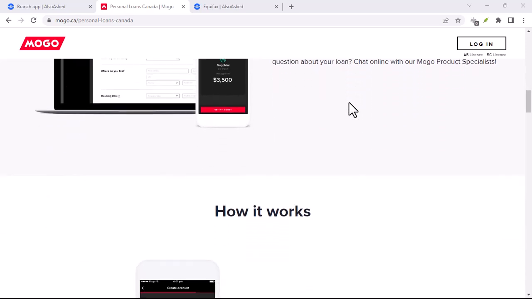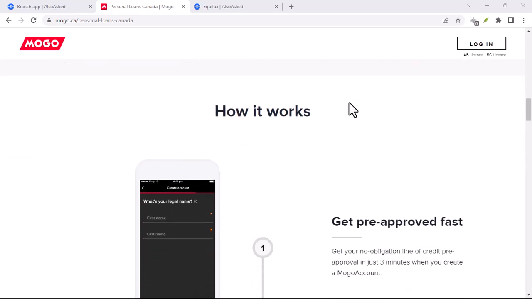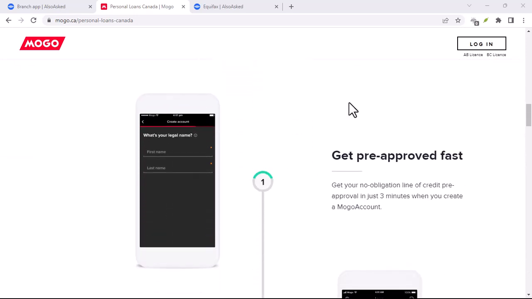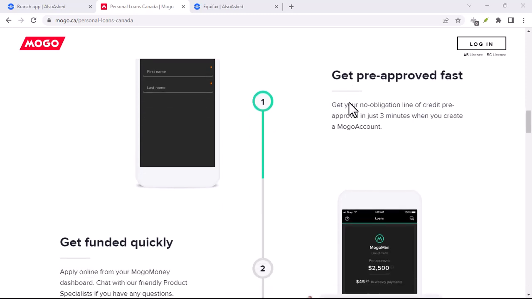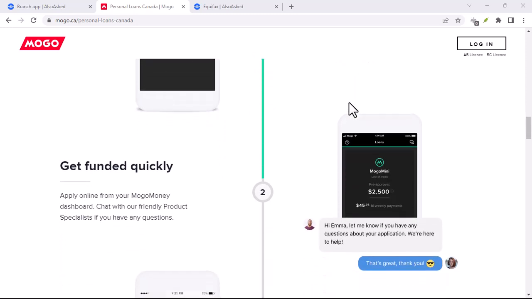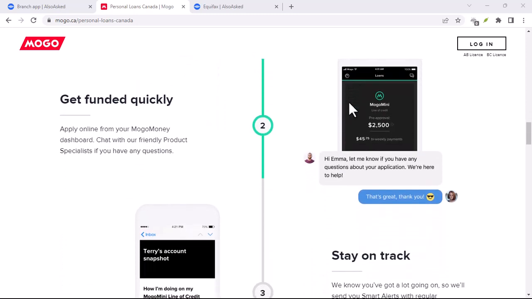Now that you have all the information you need to make an informed decision about Mogo's interest rates, I encourage you to shop around and compare rates from different lenders. I hope this video has been helpful.